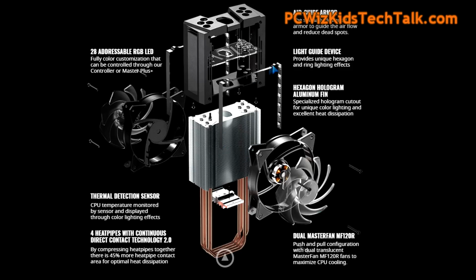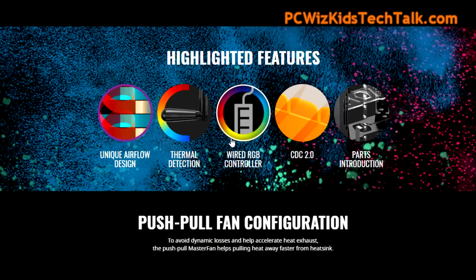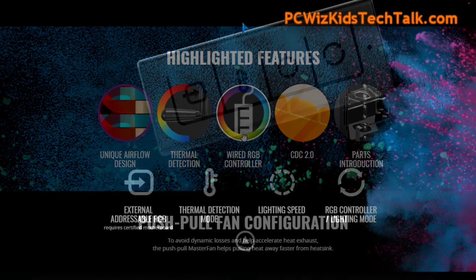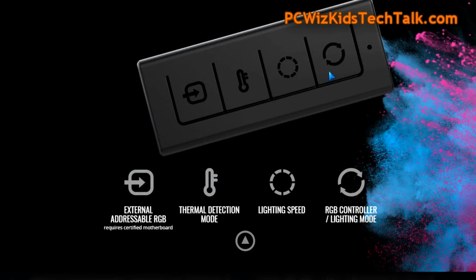28 little addressable RGB LEDs are going through that, just so you know, that can be controlled using the little controller that it comes with. So yes, if you don't have an RGB motherboard, don't worry. This comes with a little controller that you can hide inside of your case, and it allows you to control how you want the colors and the effects. That wired RGB controller has four options on it, those little buttons. And you can then set that up according to the manual and attach it in your system.